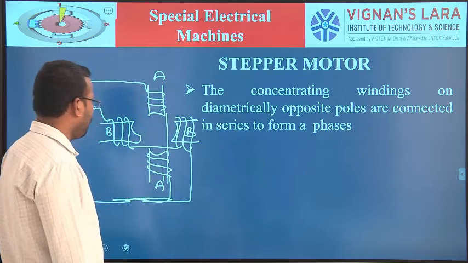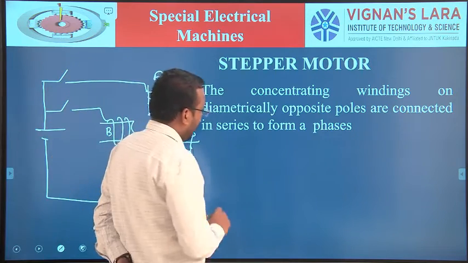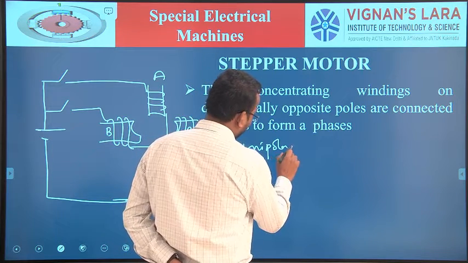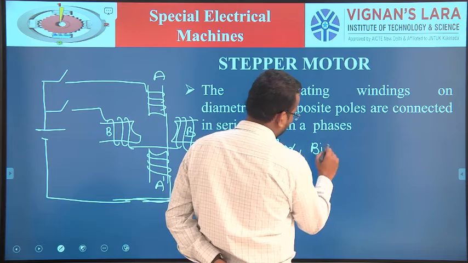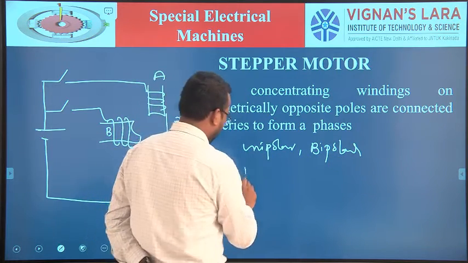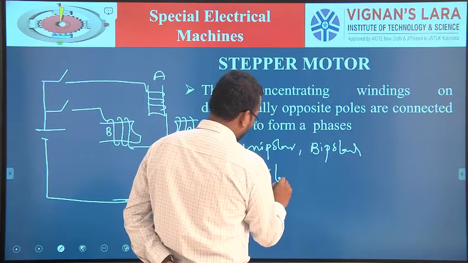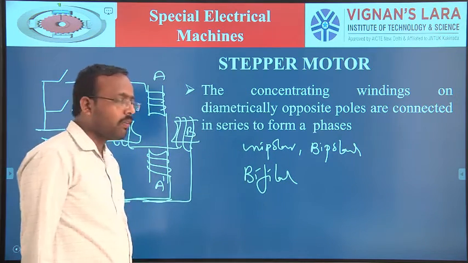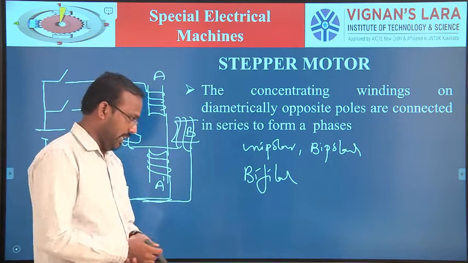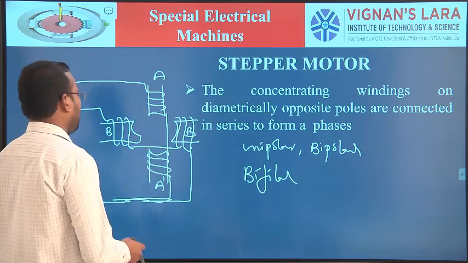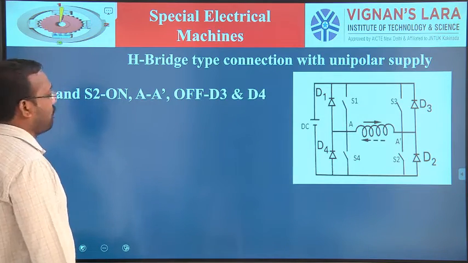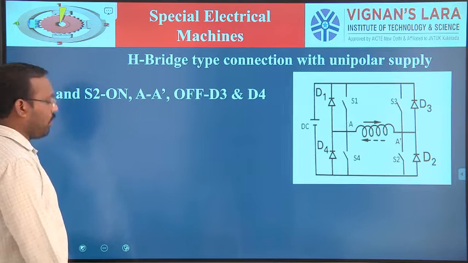So what are the types of switching? Unipolar supply, bipolar supply, and bifilar winding. So these are basically three configurations to switch the phase windings. Next we'll see the bridge type connection with the unipolar supply.